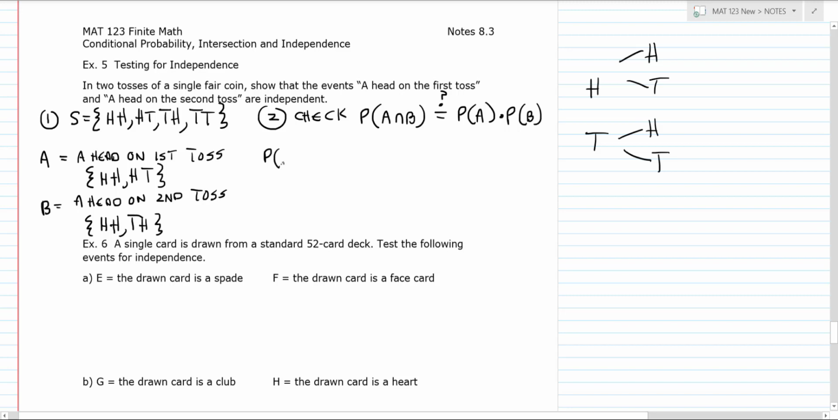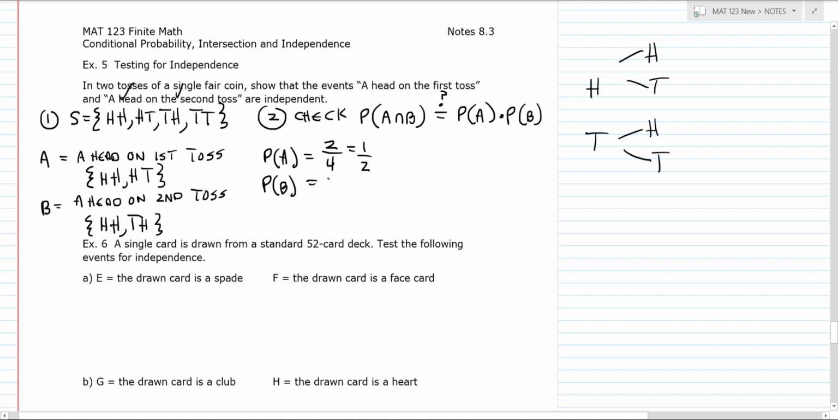The probability of A, that would be a head on the first toss. There's two possibilities to get a head on the first toss, so that would be a 2/4 probability. So I'm just going to reduce that down to 1/2. The probability of event B happening would be a head on the second toss, so that would either be this one or this one.